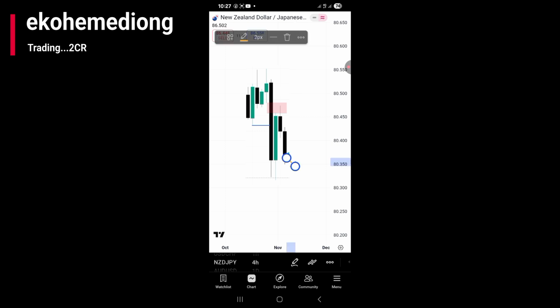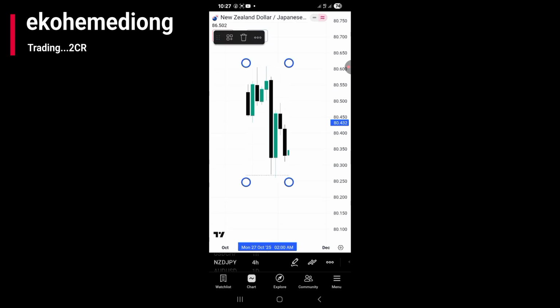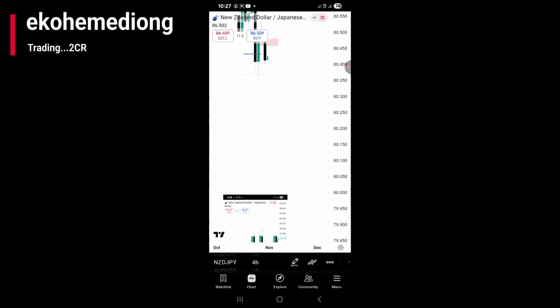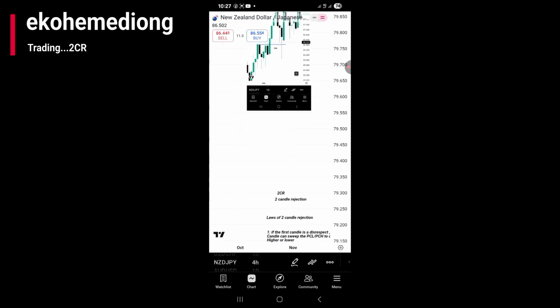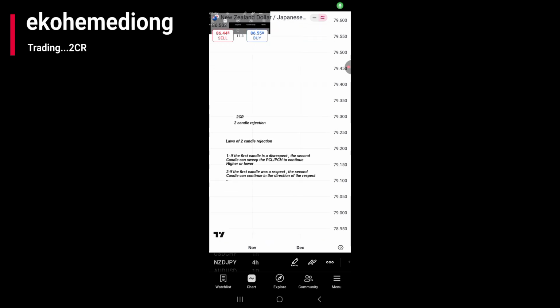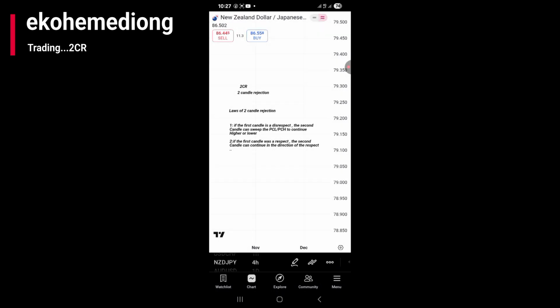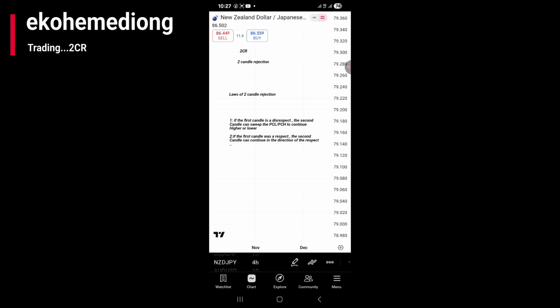So let me show you. Let's move over to the slide. Now we say if the first candle was a respect, the second candle can continue in the direction of the respect. So now we know two candle rejection. Okay, now what if it fails? The law that we have stated, what if it fails?